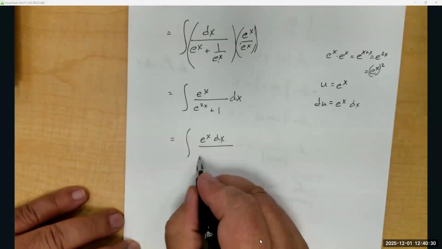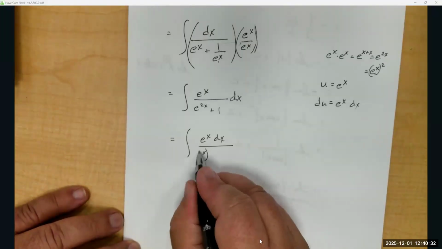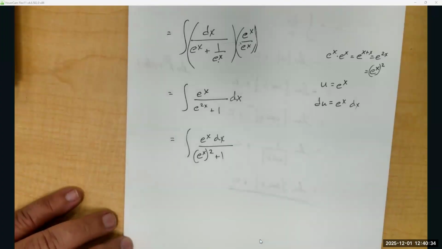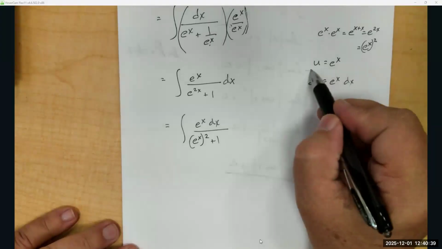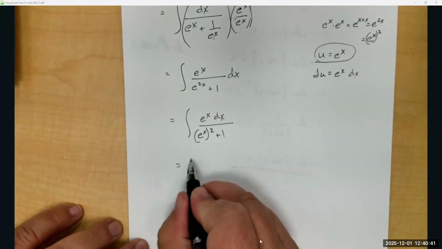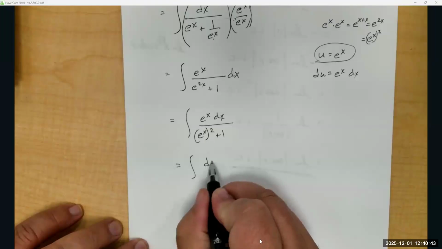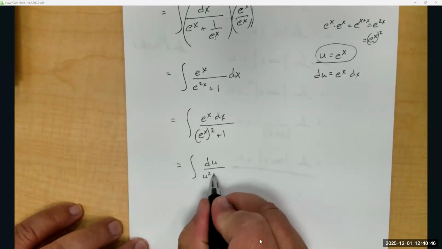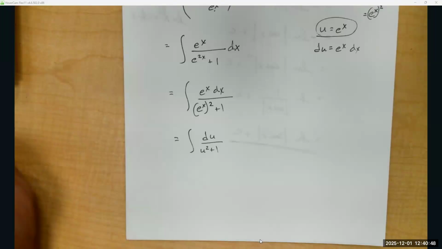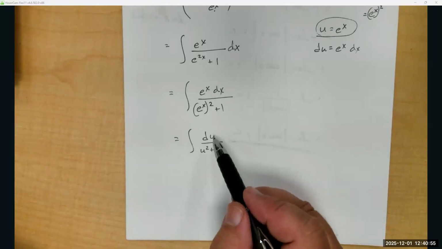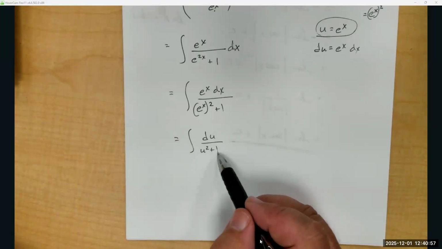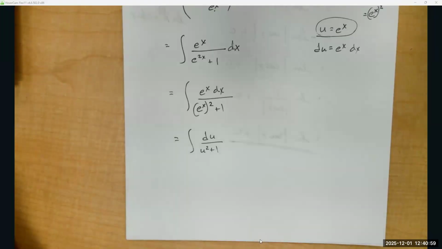On the bottom, we have e to the x squared plus 1. So, and we said u is that one, so it's du over u squared plus 1. So what function has a derivative of 1 over 1 plus x squared, or u squared? Or 1 over x squared?